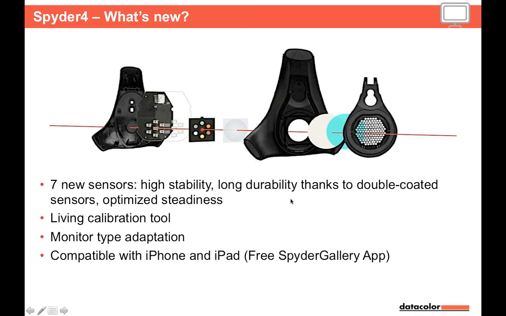So we call this Spider 4 a living calibration tool. That sounds a bit strange, I know. You don't need to feed it, that's a promise. Look here, monitor type adaptation is included in the Spider. Let me explain these both points together. If you install the Spider software, it will ask you to allow it to share calibration data with the Datacolor database. Please allow it.